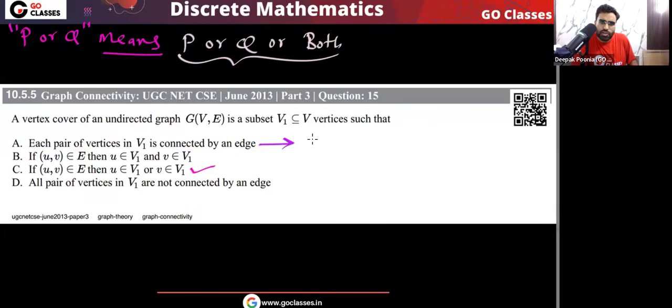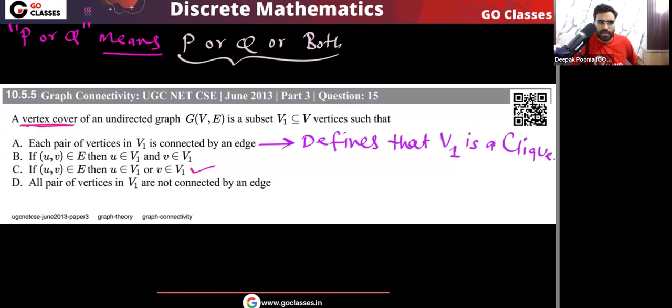So this is the definition of clique. Yes or no? Option A defines that V1 is a clique. I hope you understood. But the question is asking for the definition of vertex cover. Okay, option A is defining clique.